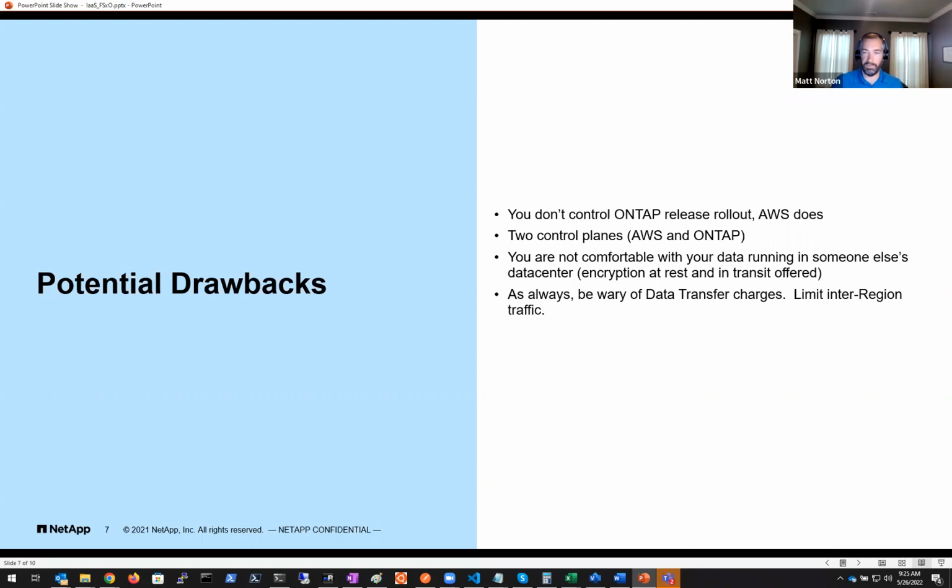If you have high security sensitivities, maybe you're a government or something like that, you may not be comfortable with your data ultimately sitting in someone else's data center, because that's what it is. Now, technically, encryption is enabled by default at rest. You can also encrypt over the network, so all those features are there, but technically that data is not in your data center. And for some folks, that may be an issue.